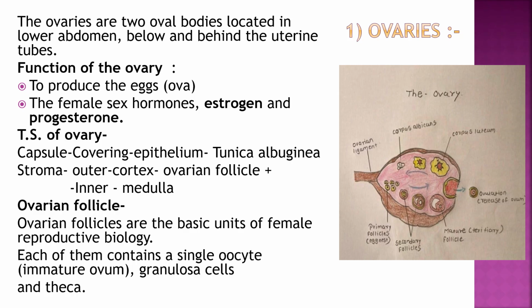In the transverse section of the ovary, the capsule is the covering epithelium called tunica albuginea, and the inner part is called stroma, which contains the outer part cortex, which contains ovarian follicles, and the inner part of stroma is called medulla. The ovarian follicles are the basic units of the female reproductive biology. Each of them contains a single oocyte, that is immature ovum, granulosa cells and theca.